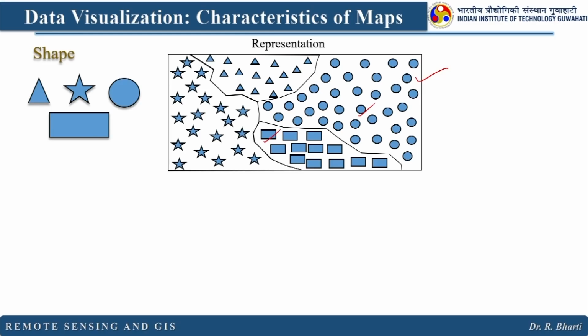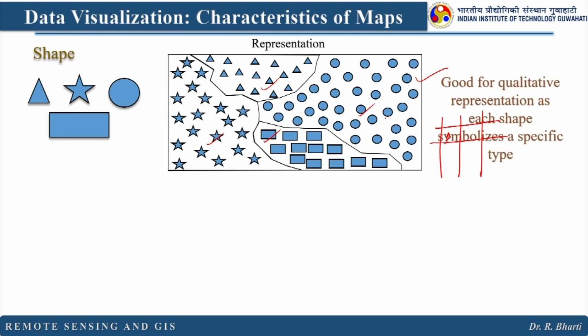Next important parameter is how do we represent our data. So you can use some shapes to symbolize different parameters within a map. So here you can see for a given area you have this and this. All these things will be listed in your legend. So what exactly the star means, what exactly this circle means, that will be there in your output map. So it is good for qualitative representation as each shape symbolizes a specific type.